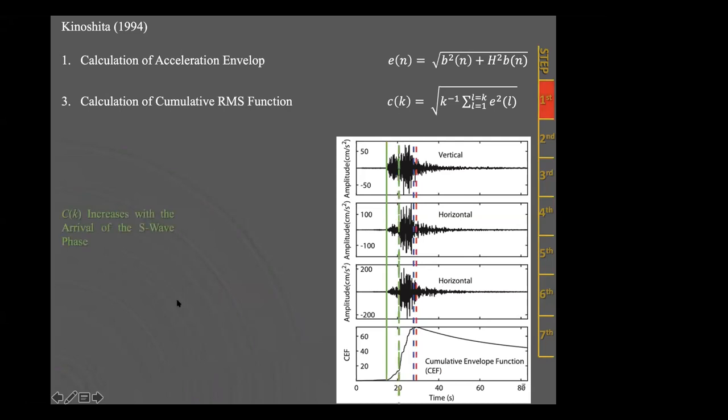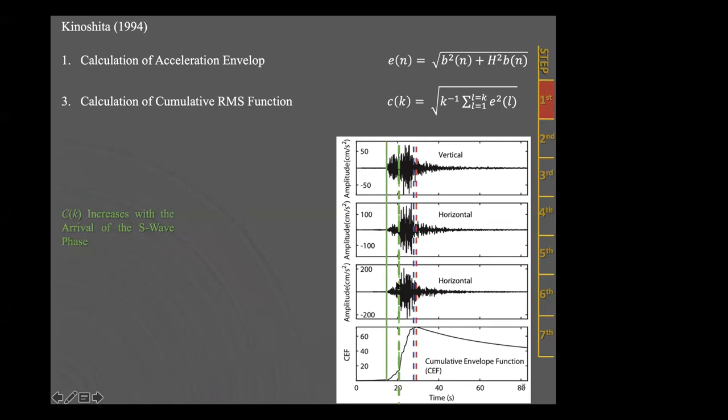And based on this criterion, we select the S wave window where the C starts to increase. So this increase is happening here, and this increase is because of arrival of the S wave.